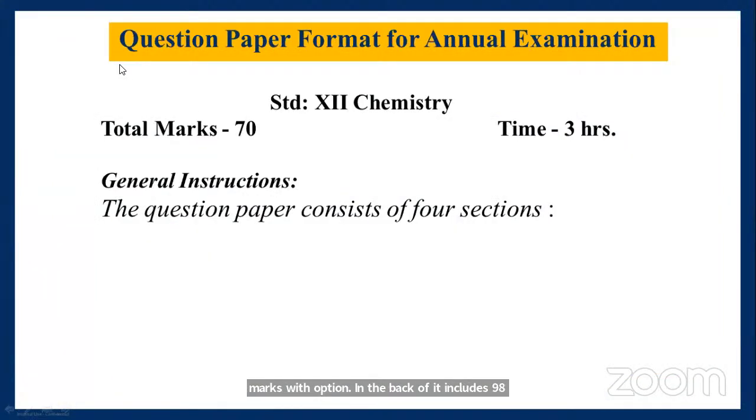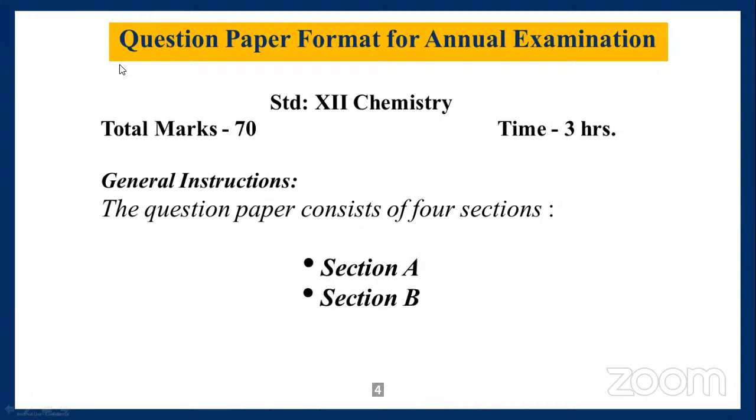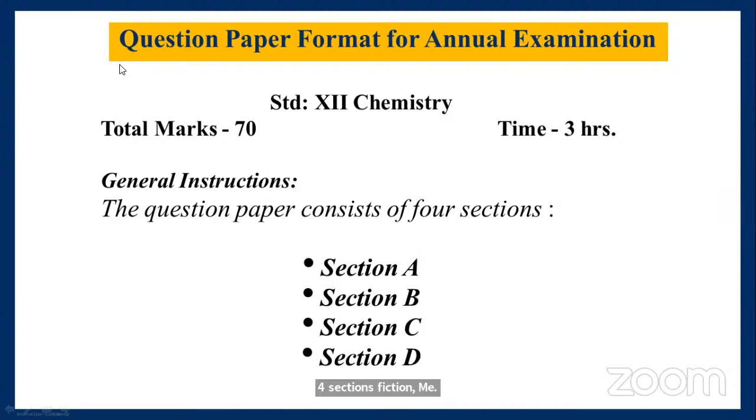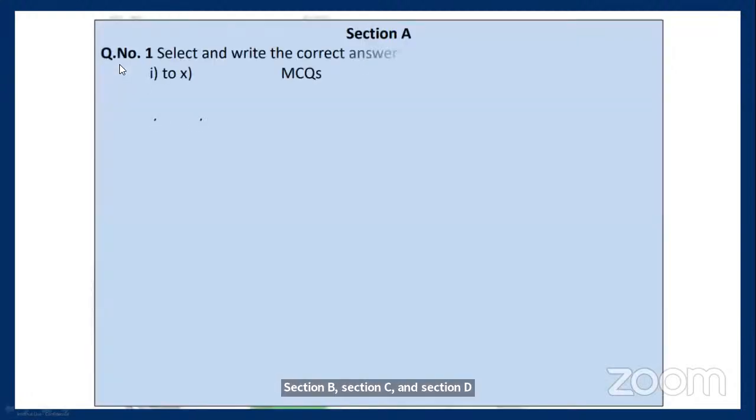Question paper format, total marks 70 and time duration is 3 hours. General instructions: the question paper consists of 4 sections. Section A, Section B, Section C, and Section D. Section A contains question number 1, select and write the correct answer, and this question is for 10 marks. 1 to 10 MCQs are given.